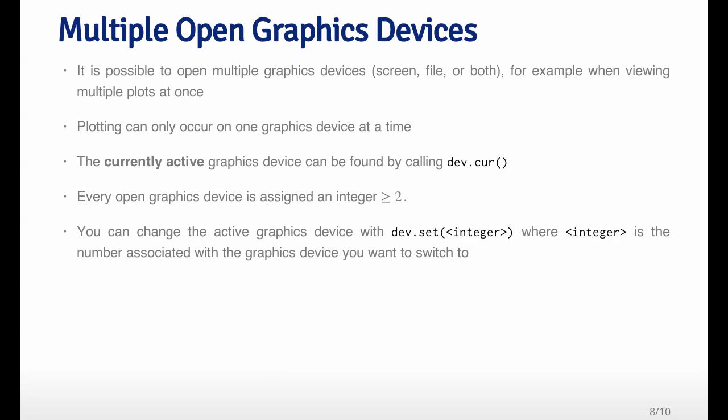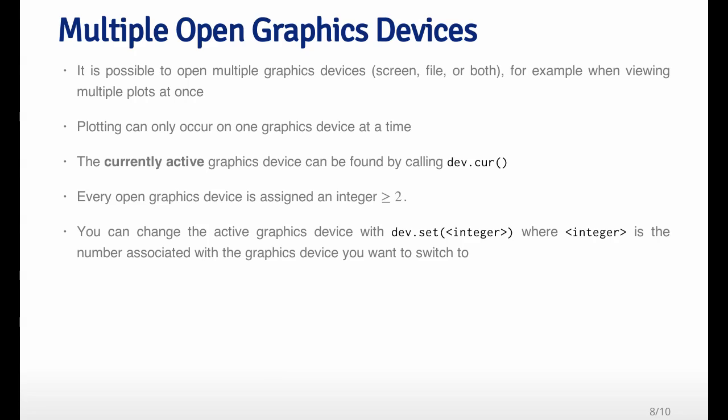But you can only plot to one device at a time. The graphics device that you plot to is the active graphics device, and you can figure out which one is active by calling the dev.cur function, where dev stands for device, and cur for current. That function returns an integer that tells you which graphics device is currently active. Every graphics device is assigned an integer from 2 and up. There's no graphics device that has the number 1.